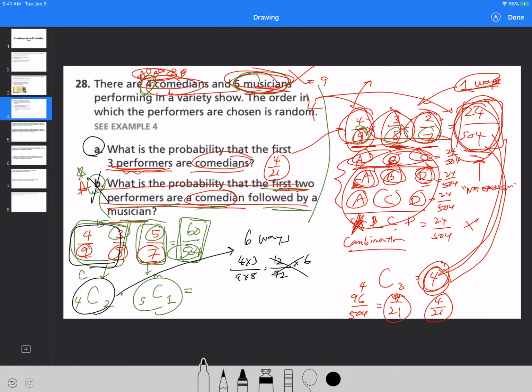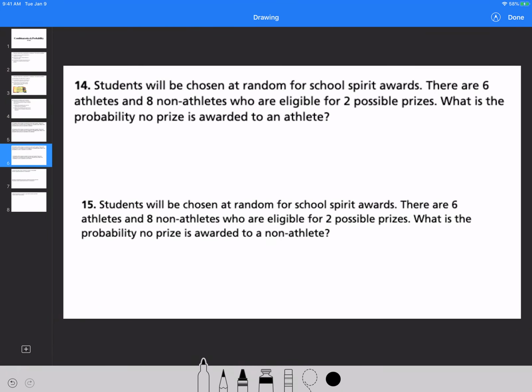This is very similar to part A, in which I don't think it's going to create so much of a hassle, because 3 performers are all comedians or all musicians. It should be doable. Okay, and then these questions I'm going to skip.